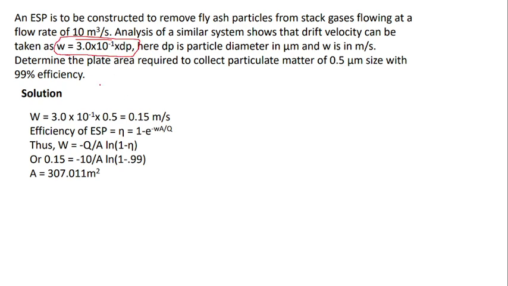Instead of giving the direct value of W, the drift velocity, they have mentioned W is equal to 3.0 into 10 power minus 1 into dp. So here dp is the diameter of the particle and the unit of the drift velocity is mentioned as meter per second in the question. So directly if you substitute the value of dp, you will obtain the W in meter per second. This is what is mentioned in the question.